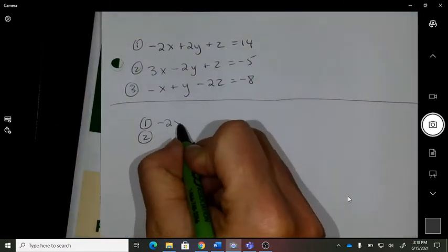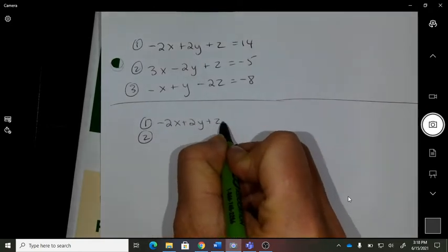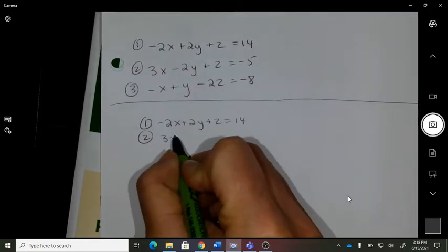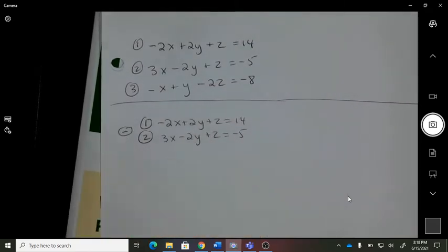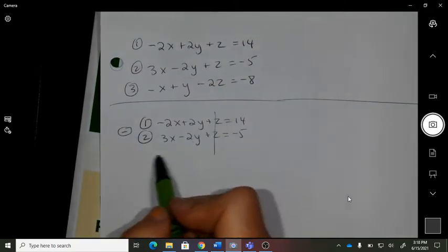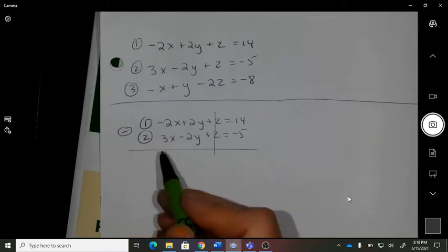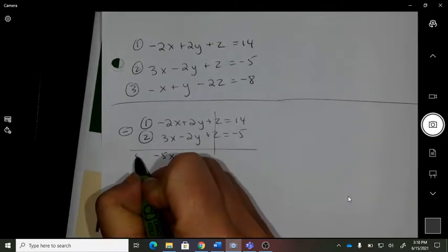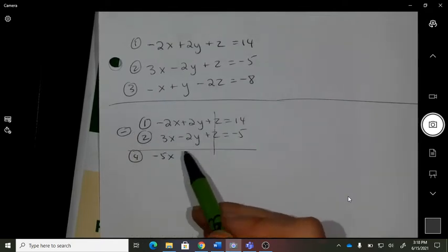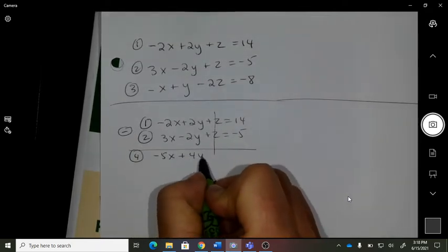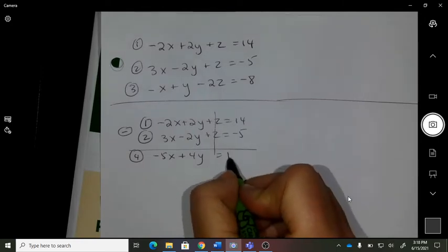So I'm going to write them out, 1 and 2. We decided we're getting rid of Z's, so I'm going to subtract the lines to get rid of the Z's. So negative 2 subtract 3 is negative 5x. 2 subtract a negative 2 adds it, so 4y. And this again adds it, so 19.